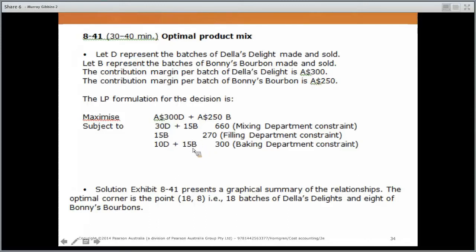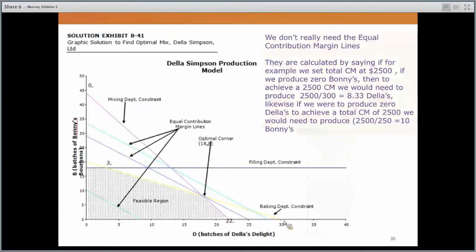What if Bella was 0? How many lots of... Let's do this one. This will be easy for us. If Bonnie is 0, then Della would become 30. Let's see if we can see that on the baking department line. Bonnie is 0. Baking department should be sitting, there it is, sitting at 30. So we've got that point and we're able to draw that line.